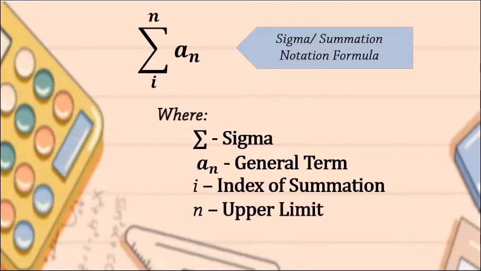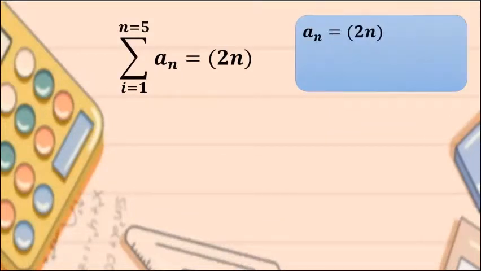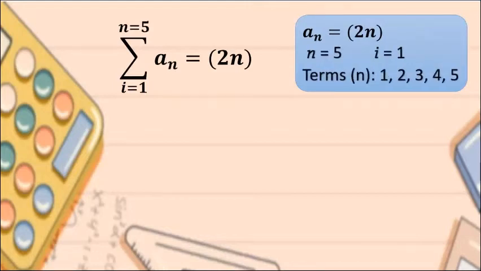So let's have an example. Let's get the sum of the first term to the fifth term, wherein our general term is 2n. So let's identify our general term, which is 2n. The values of our n and i are 5 and 1, and the values of the terms that we're going to use are 1, 2, 3, 4, and 5.